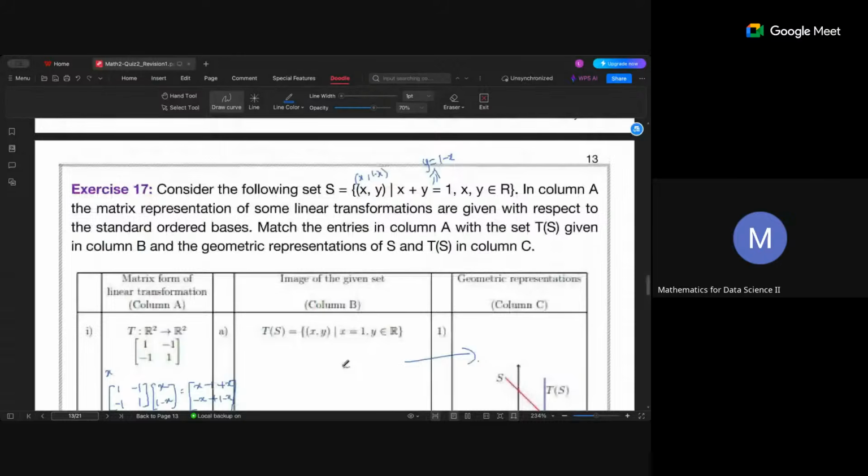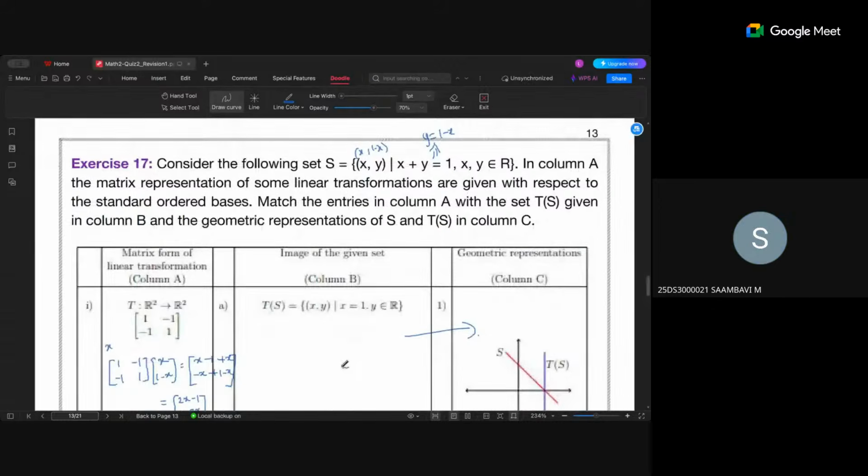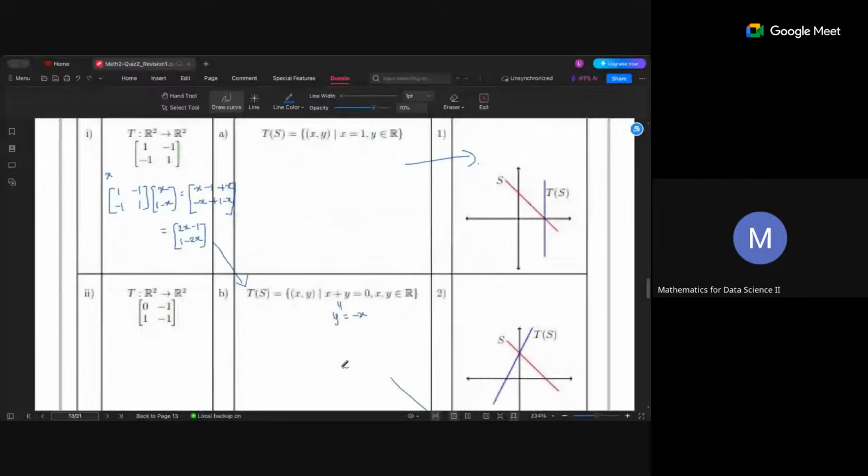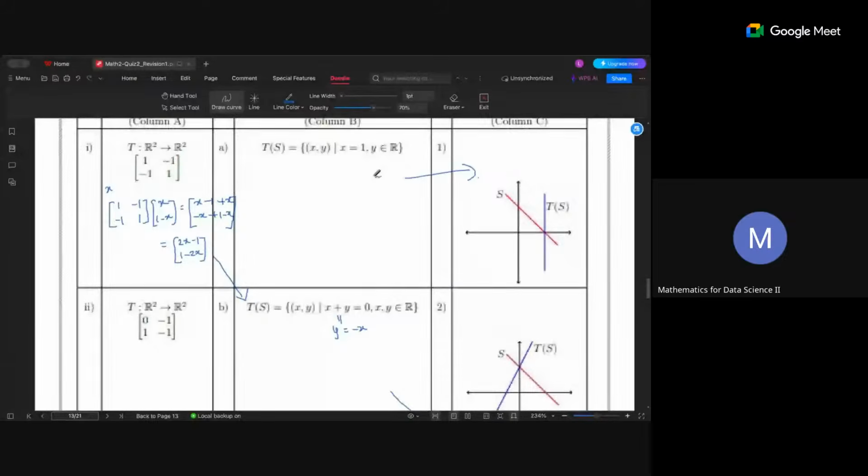Got it? But here it is only positive value, no, ma'am? Second one, y is positive only, right? No, y is above and below the blue line. Y is positive as well as negative. Y is just all real numbers. It's not mentioned as positive.